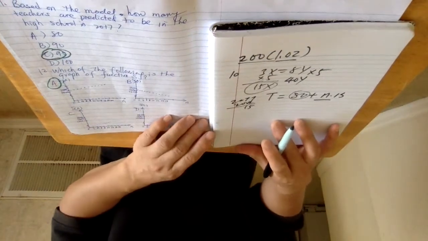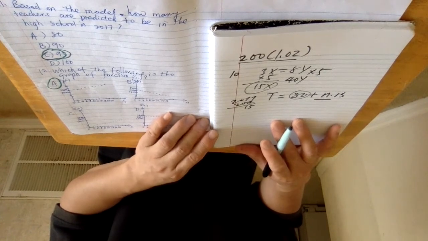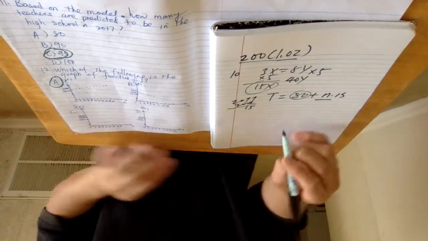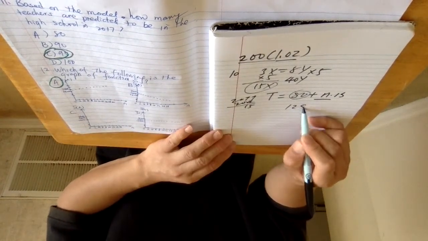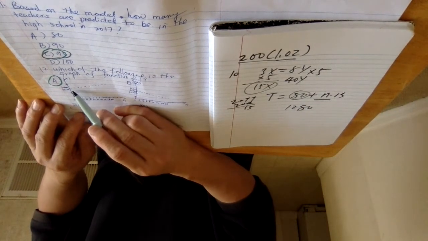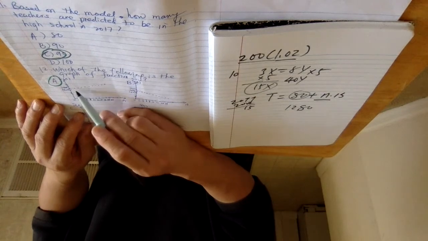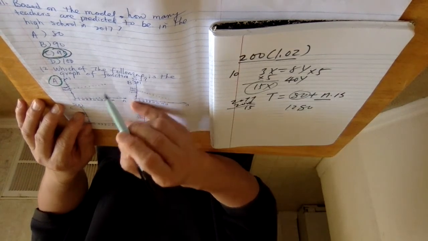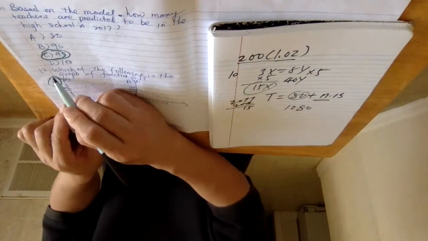And which of the following graphs is function S? So we know this answer is 1280, starting from here between 1200 and 1400. Every year we have 15 more, so the graph goes up a little bit by 15. So the answer is going to be A.